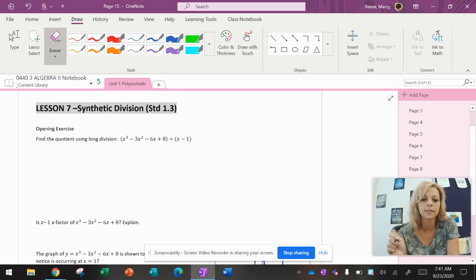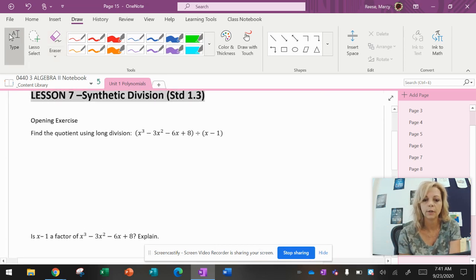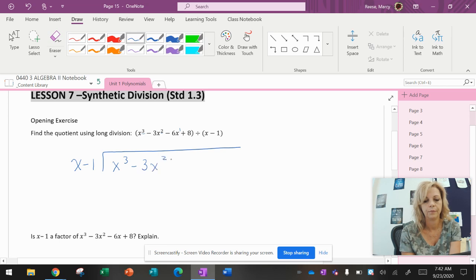Okay, so you're in your lesson 7 notes. The opening exercise here is find the quotient using long division. So we are going to set it up like I showed you. This one has no placeholder, so there's a cubed, a squared, a 1, and then a constant. We don't need any placeholders for this one. Okay, so there's our setup.